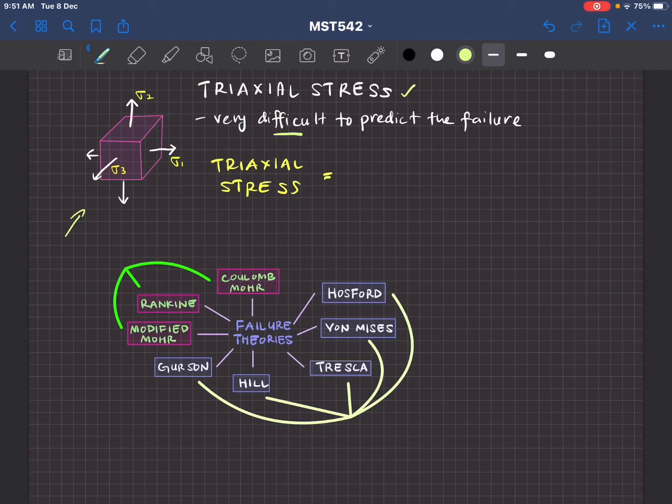So let's say that we have a tri-axial stress, like what we can see in the figure here. It is quite difficult to predict the failure with tri-axial stress. It is so difficult to predict that we don't have one universally applicable method. And we can define a tri-axial stress as basically a principal stress without any shear stress in all three dimensions.